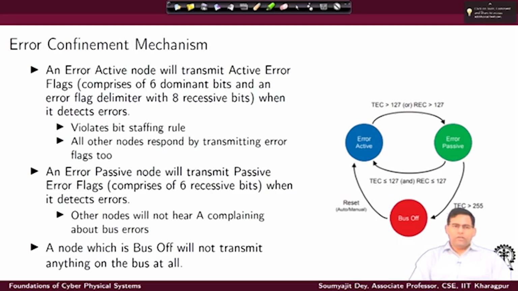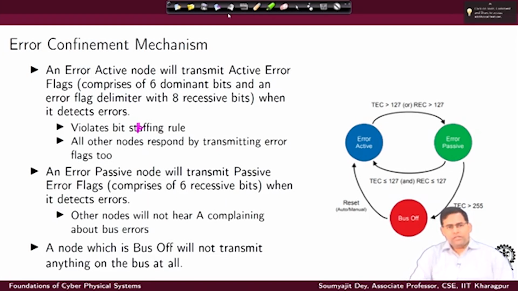Whenever it detects the following kinds of errors, like violation of the bit stuffing rule, all other nodes are suspended. It will just see whether these bit patterns are not following the standard bit stuffing rule of CAN, and in that case all other nodes will respond by transmitting the error flags too. So that is the error active mode.